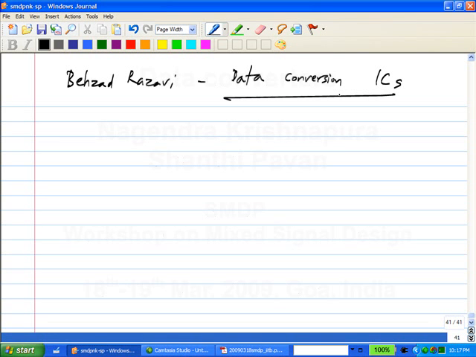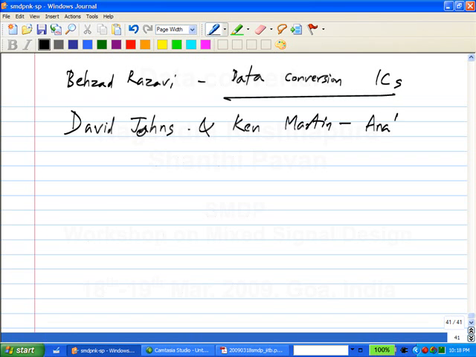And also the book by David Johns, Analog IC Design. I don't know if you are familiar with this. And Ken Martin. Okay. This is not particularly about data converters, but it has some sections on data converters. And for more advanced users, there is a book by Rudy van de Plassche. But this is really for designing A2Ds mostly.